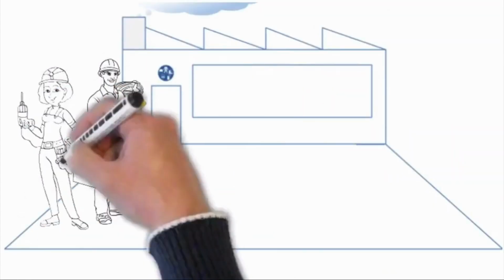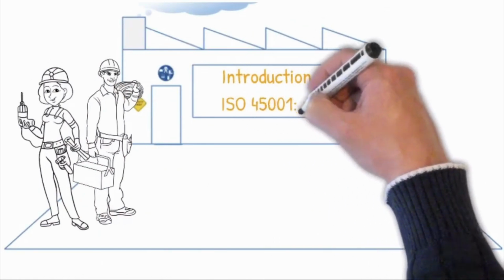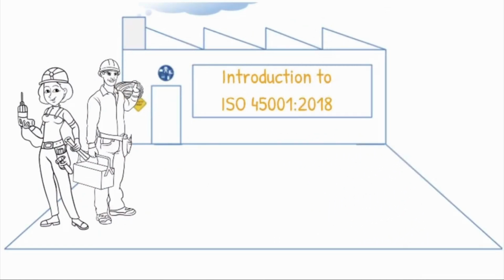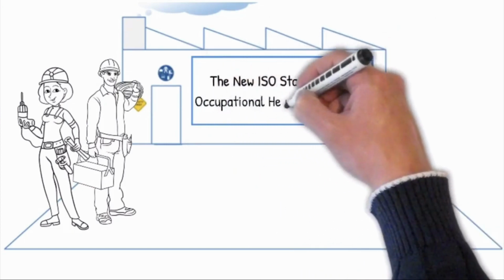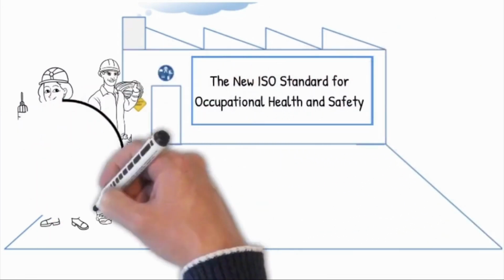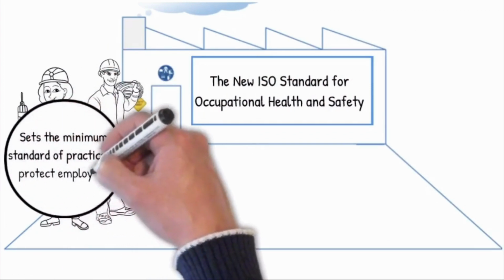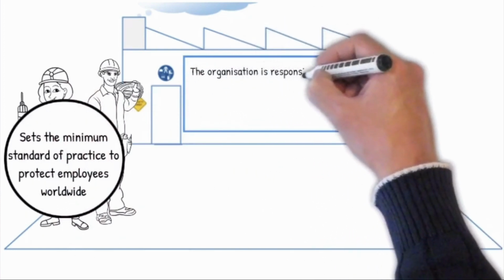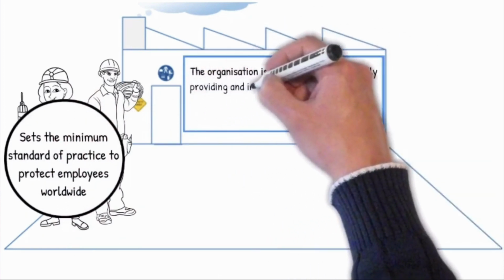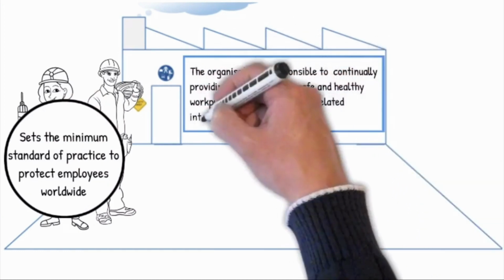Welcome to the introduction of ISO 45001-2018. ISO 45001 is the new international standard for occupational health and safety. It sets the minimum standard of practice to protect employees worldwide. The organization is responsible for continually providing and improving a safe and healthy workplace for the workers and related interested parties.